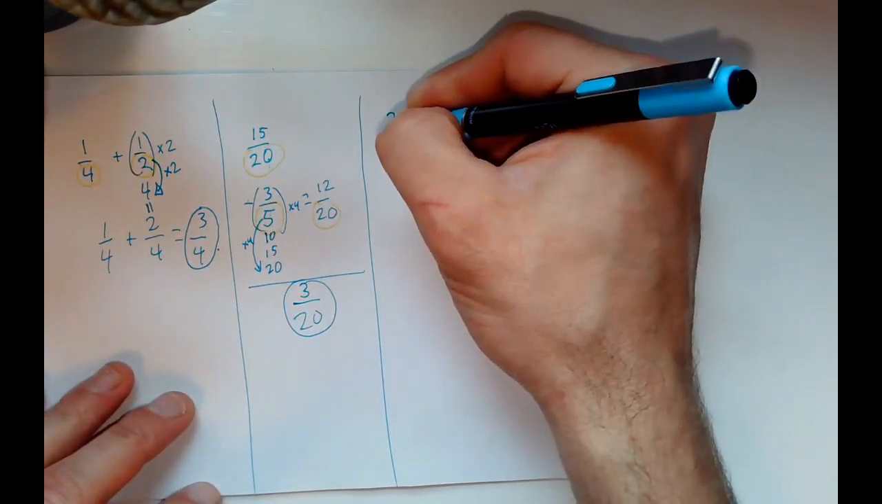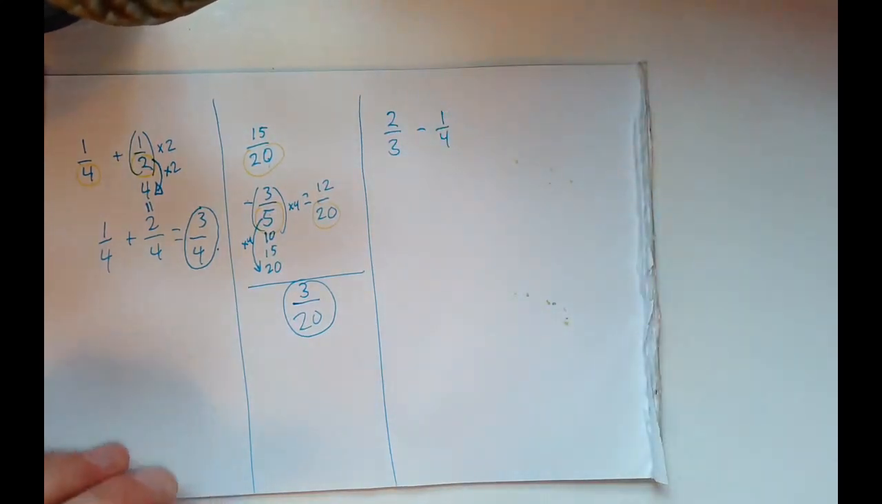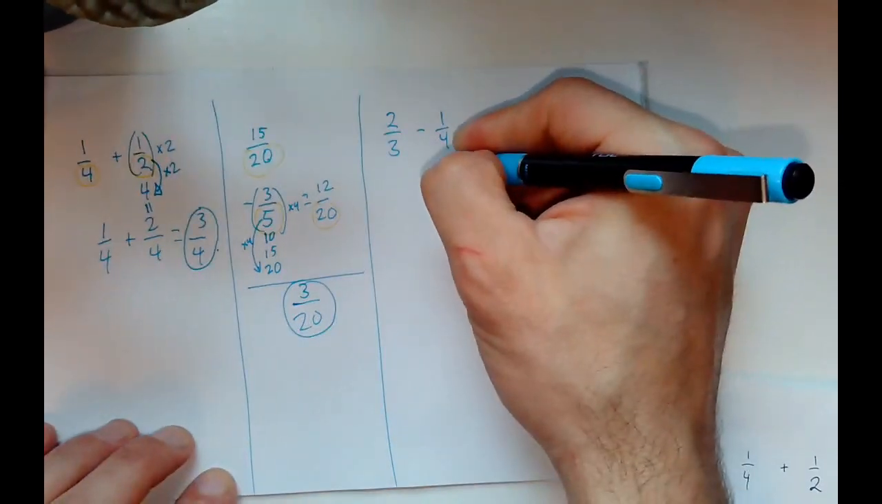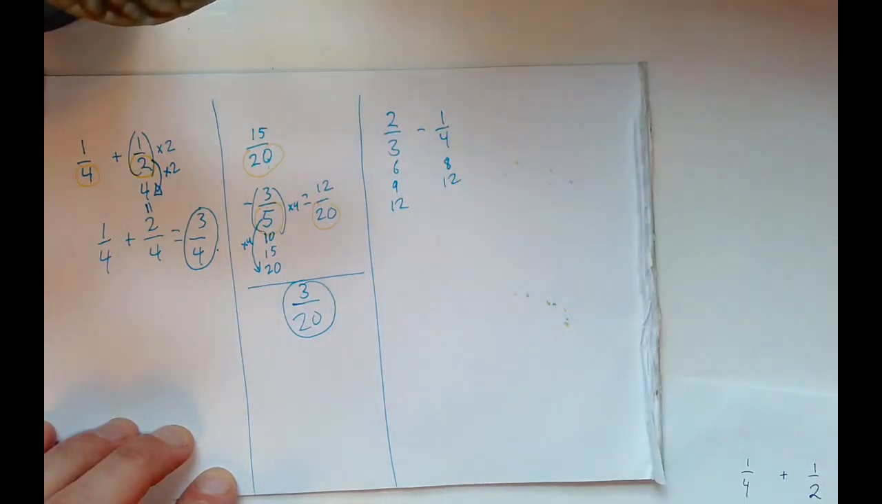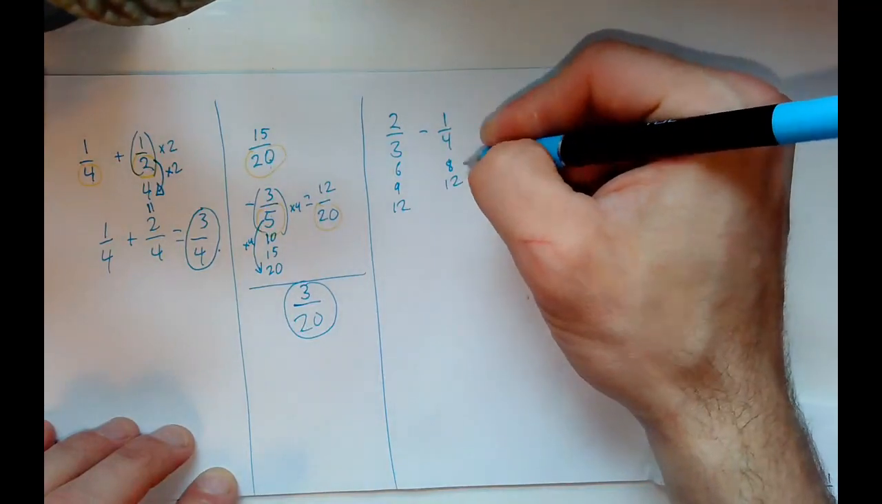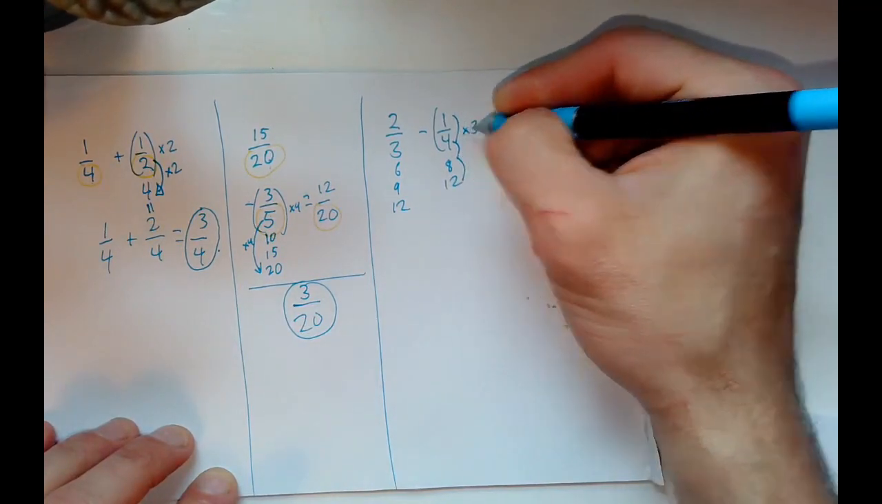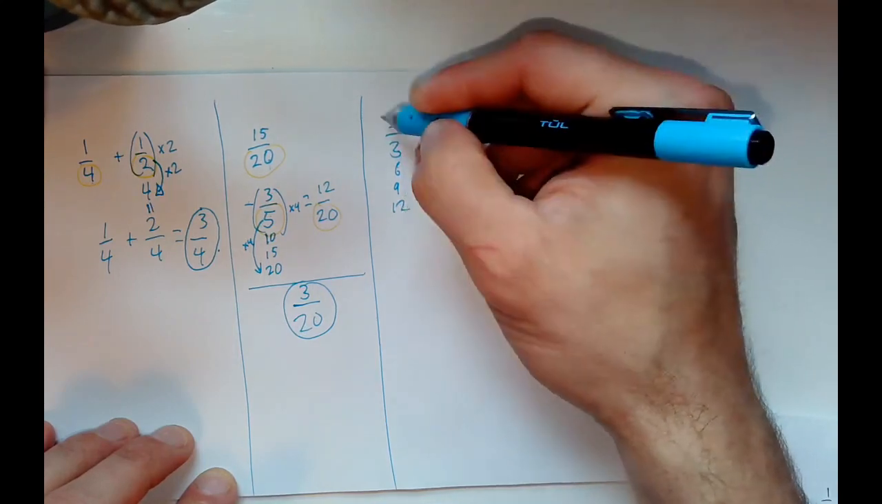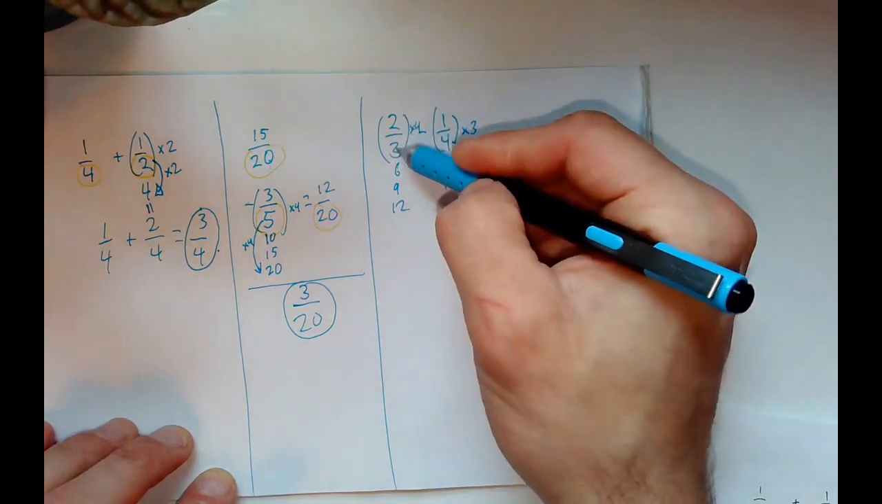2/3 minus 1/4. We need to go ahead and make these the same. 4, 8, 12, 3, 6, 9, 12. Notice we had to change them both. This is times 3. This is times 1, 2, 3, 4. That's times 4, right? We had 4 multiples.